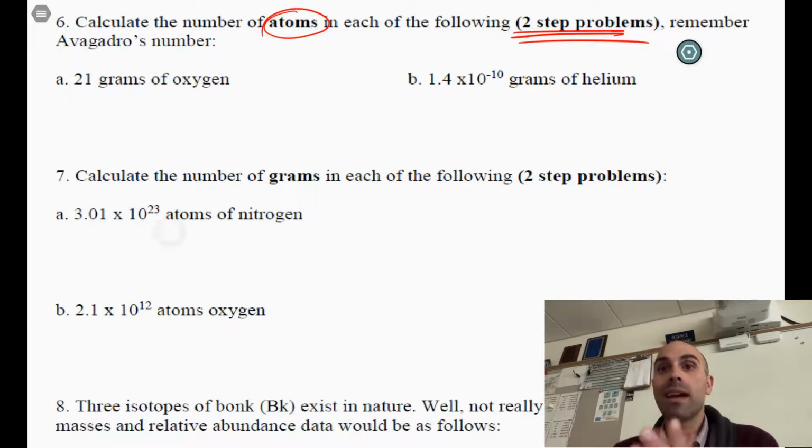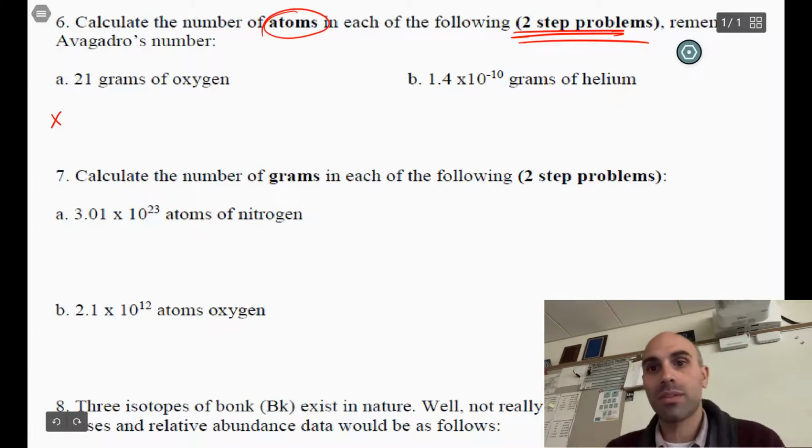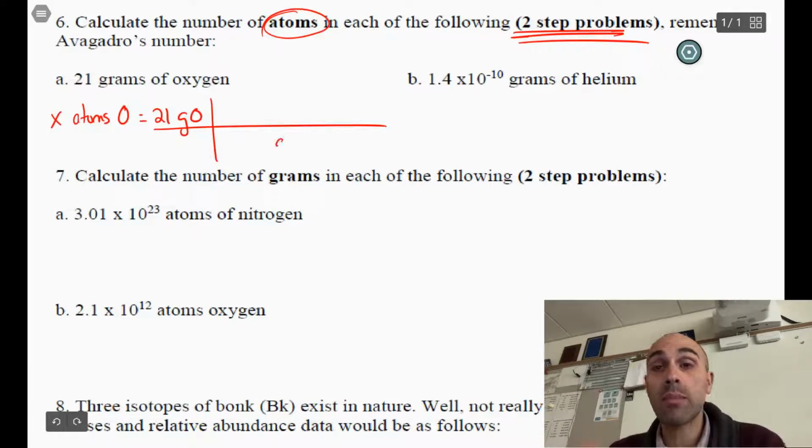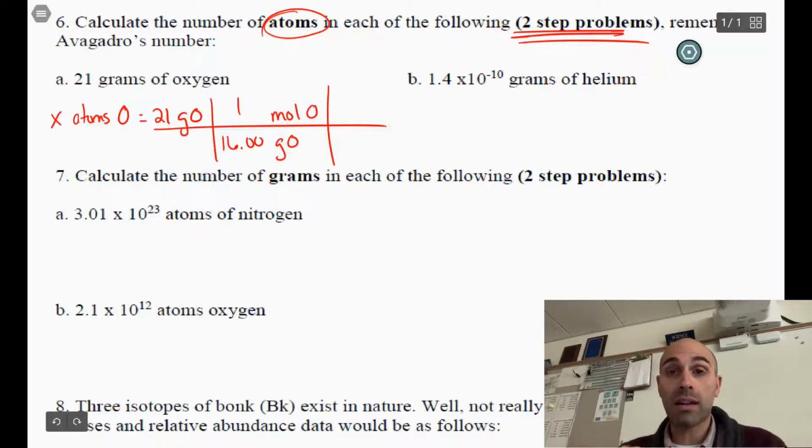All right, now we're getting into some fun here. 2-steppers. So here we want to essentially attain atoms, and we're starting with grams. So X atoms of oxygen equal 21 grams of oxygen. Now, you cannot go right from grams to atoms. There's no step that allows it. But you can go from grams of oxygen to moles of oxygen, and then you can go from moles of oxygen to atoms of oxygen. And those are going to be our two steps.